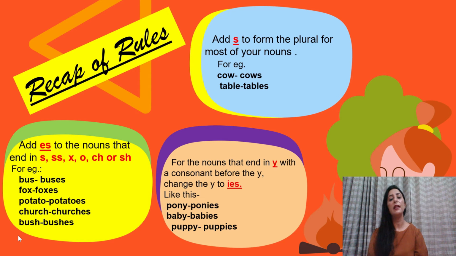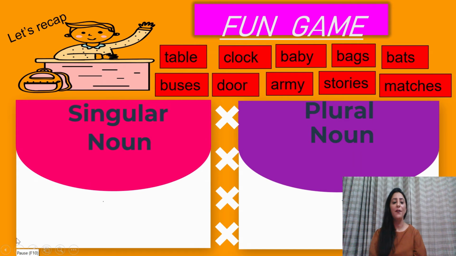Now the next word is baby. The word baby is ending with y and before y there's a consonant b. Now we'll cut y and add ies in place of y to form its plural form. So baby becomes babies. And the last word is puppy. Now the word puppy is ending with y and before y there's a consonant p. Now we'll cut y and add ies to form its plural form. So puppy becomes puppies.